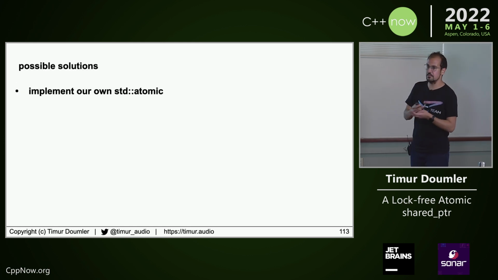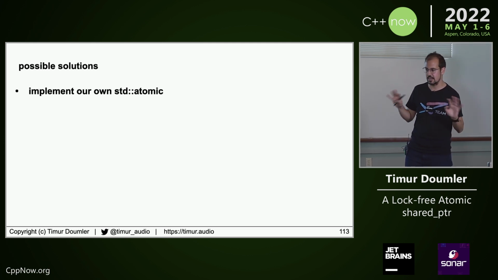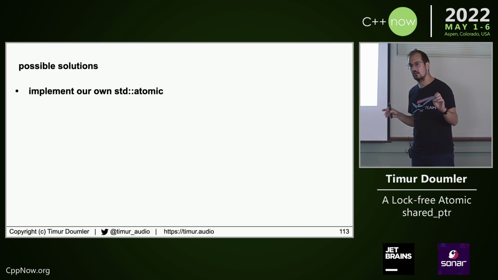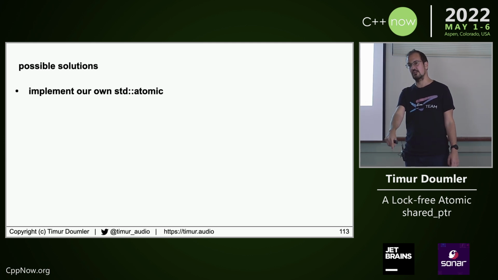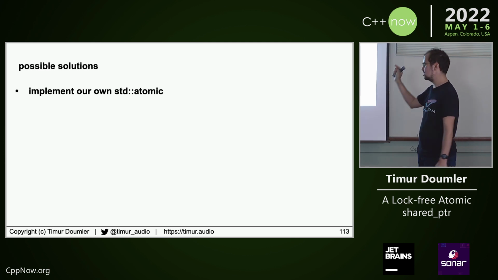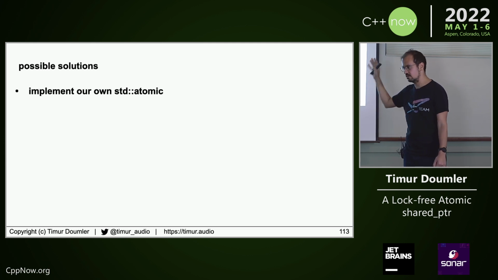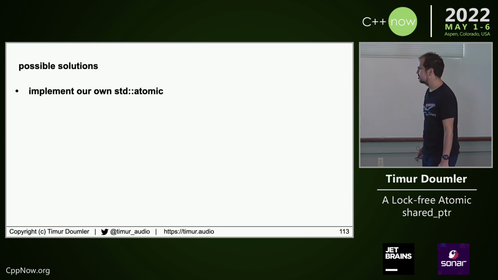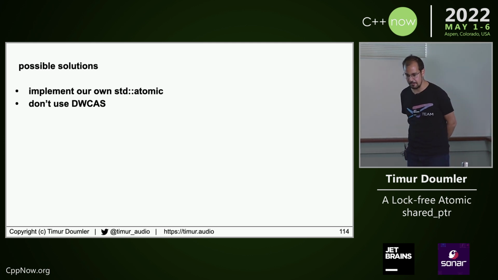So what we could do is implement our own std::atomic, which, as I said, on Mac is trivial, on Windows doable, on Linux I have absolutely no idea how to do this. I think it's a huge amount of work. I'm not the expert for this. Or you could, well, on GCC, I don't know. Atomic ref works on Windows. I don't think atomic ref is lock-free on GCC. And also you have these GCC lock-free atomic functions, and they also don't do the right thing. So basically today, the only other option you have is don't use double width compare and swap.